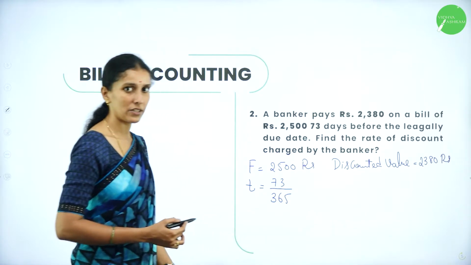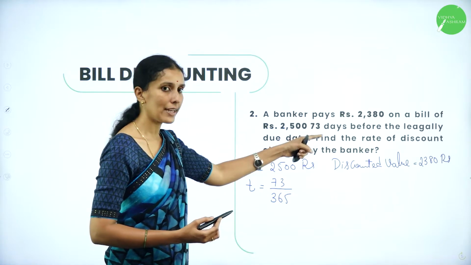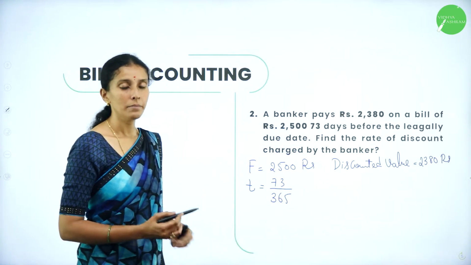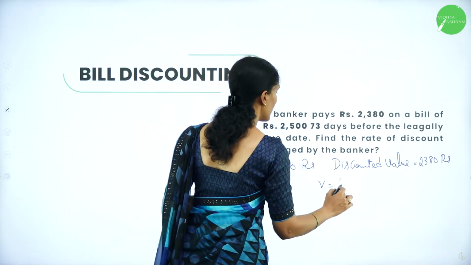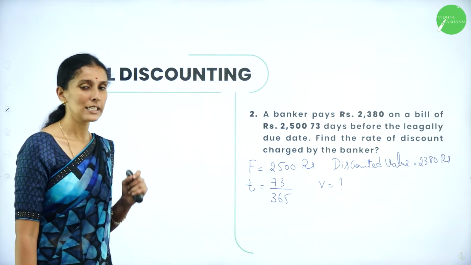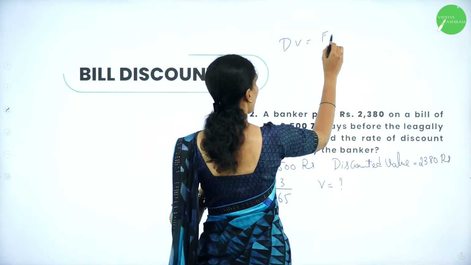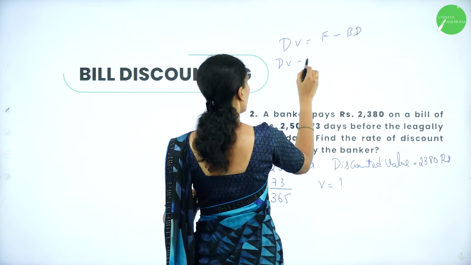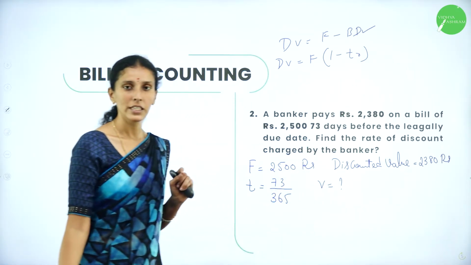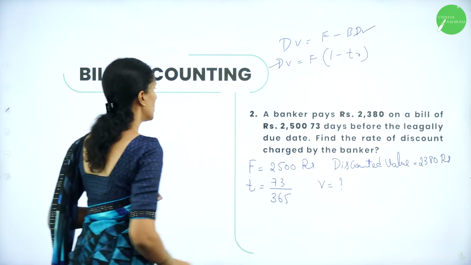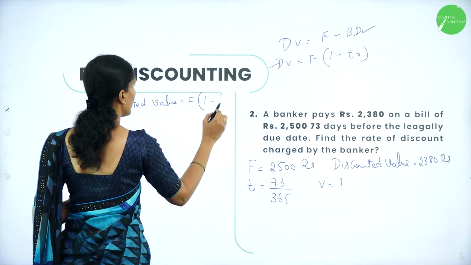Why divided by 365? Here I have to calculate the time in terms of years, but I have it in days. So therefore, to convert it, I am doing 73 by 365. What is my purpose? I have to calculate what is my rate of interest, that is R. We have two formulas for discount value, that is F minus BD and another one is F into 1 minus TR. This is whenever time and face value is given. So use this formula now. So now discounted value is equal to F into 1 minus TR.